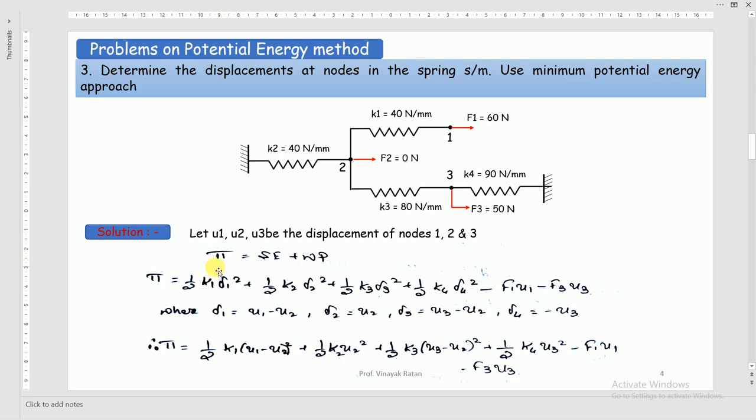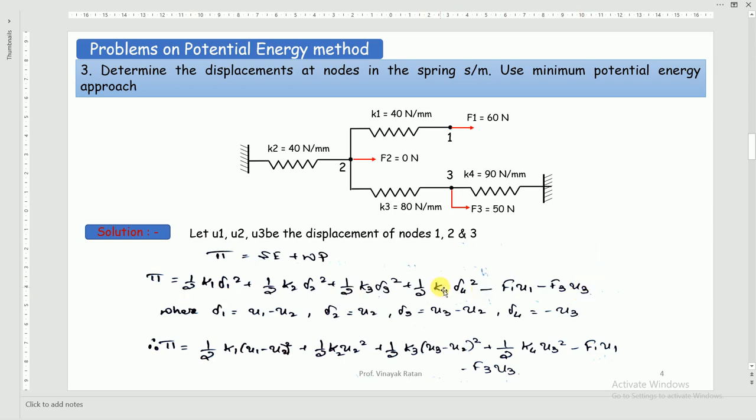First find out what is the given potential energy function, that is pi, strain energy plus work potential. So strain energy, it is very easy to write the strain energy equation. So half k1 delta 1 square, half k2 delta 2 square, plus half k3 delta 3 square, plus half k4 delta 4 square, minus f1 into u1, then minus f2 into u2. Where is f2 into u2? Why is it not there here? Because f2 is 0. That term will become 0 only, and next is minus f3 into u3.